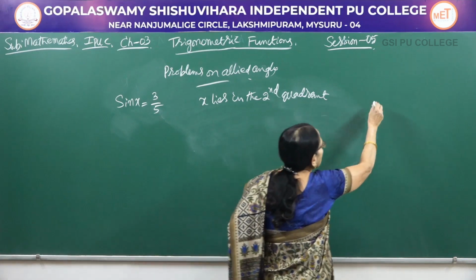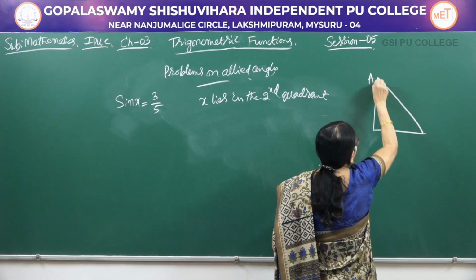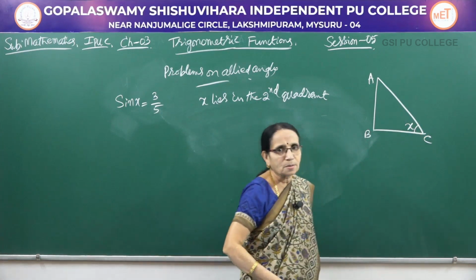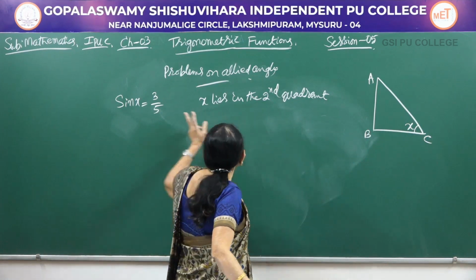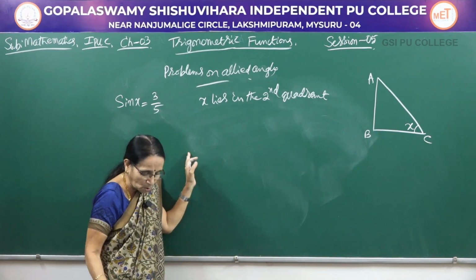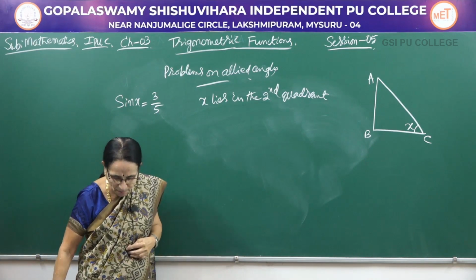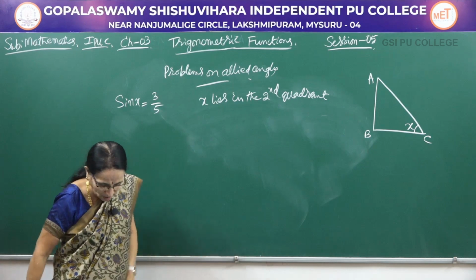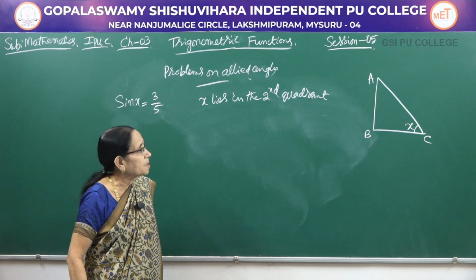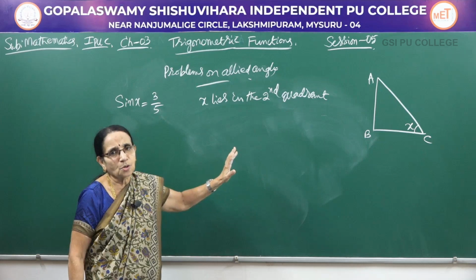Now draw the triangle here. You can take anything. Let me take ABC. Mark this as angle x. Now look at this. Sometimes the ratio that is given to you would be negative also. But one thing I am telling you, don't write the negative sign in the triangle, because that may be confusing for you.